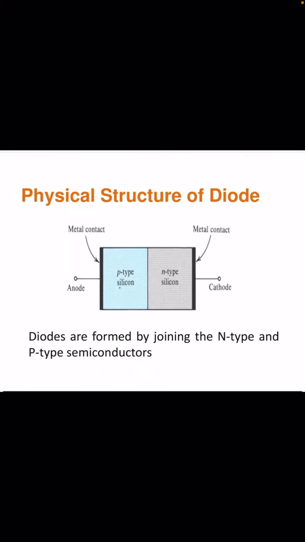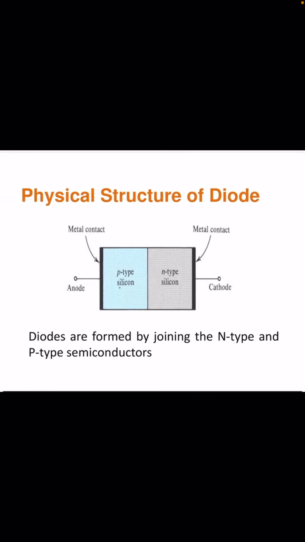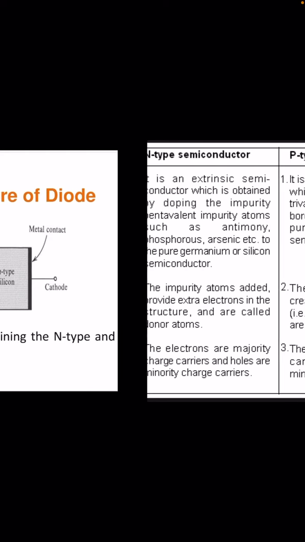This is the physical structure of a diode, how it looks. It's a combination of P-type semiconductor and N-type semiconductor. It's called a PN junction diode. So let us first discuss what a P-type semiconductor and an N-type semiconductor are.